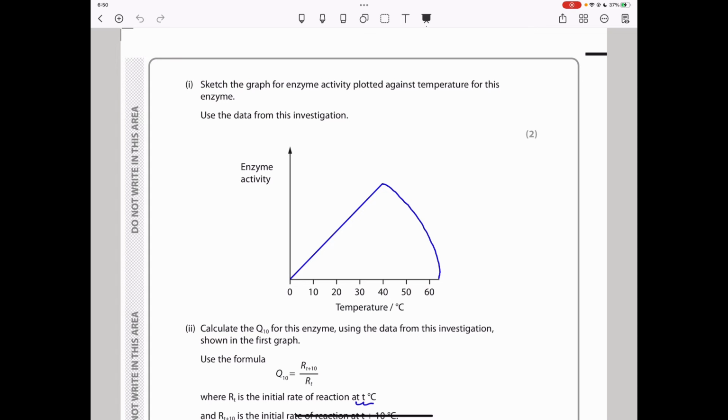Remember what we have here. The optimum temperature was about 40. So we expect the enzyme activity to increase and increase until the optimum, and then its activity is going to decrease, as you can see. So anything you draw like that will be correct.